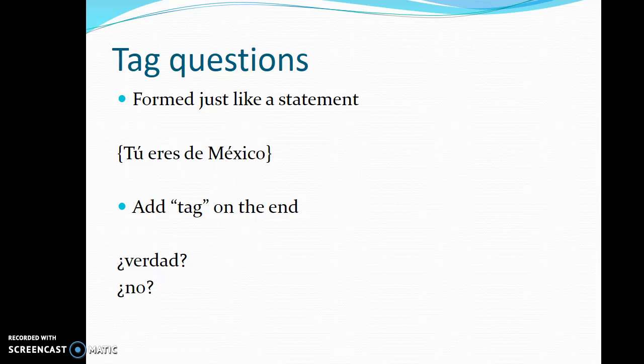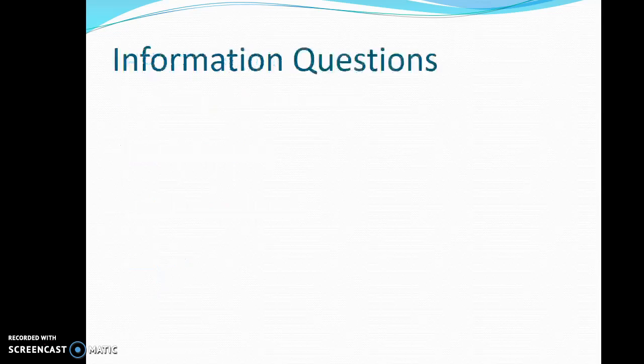So in Spanish we would use the words verdad for right. So, tú eres de México, ¿verdad? Or we could say, you're from Mexico, aren't you? And then we would simply say, tú eres de México, ¿no? Alright, so just a simple statement, we add verdad or no on the end.